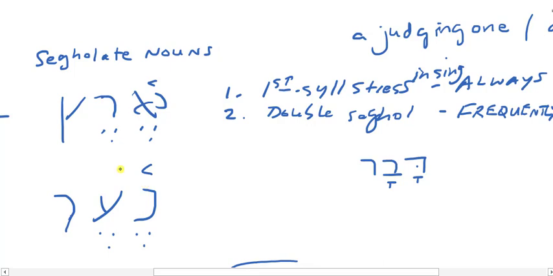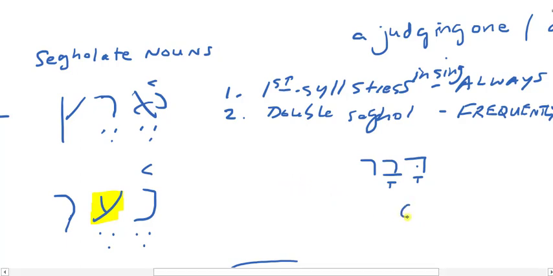But I have a problem here, and that is that I've got right here a letter ayin right in the middle of this Sehgalit noun. What can you tell me about ayin? It's a guttural. And what are our guttural characteristics? Okay, yeah, let's write those down.